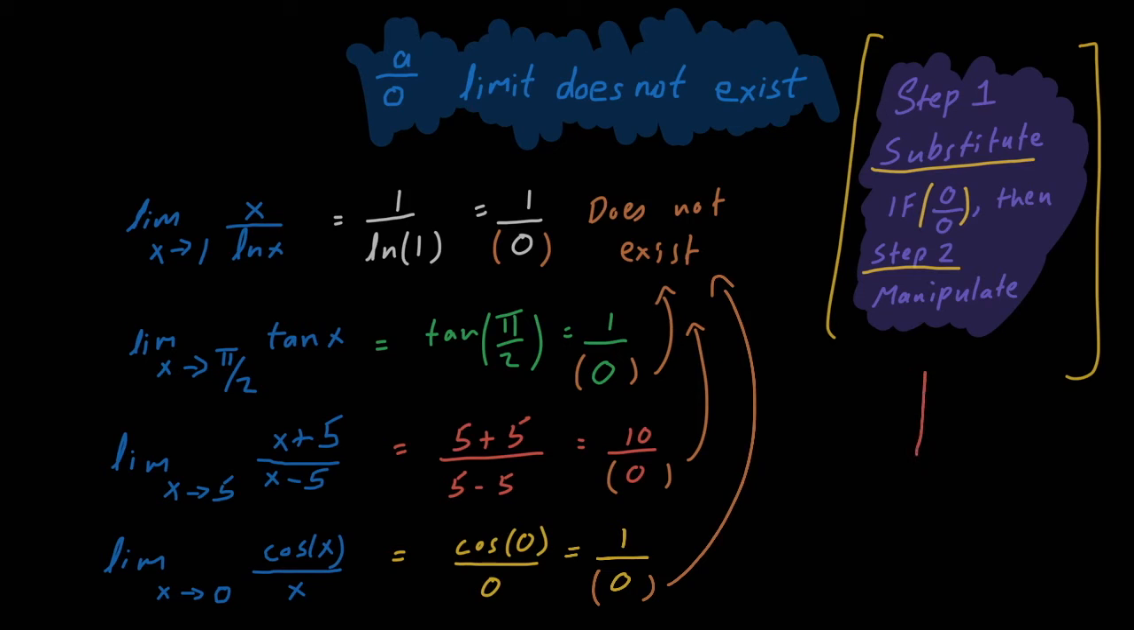Here on the right, you can see that we did not have to go towards step 2 because none of our answers were 0 divided by 0. And we get all of our answers just by following step 1.